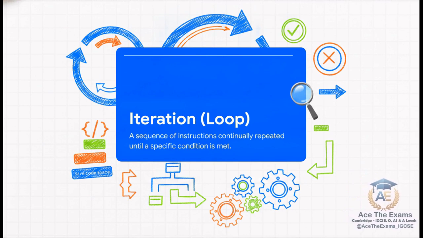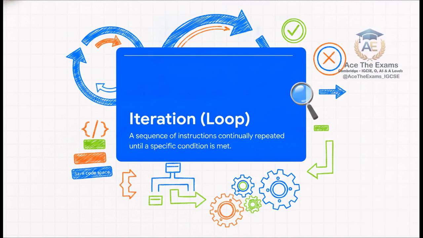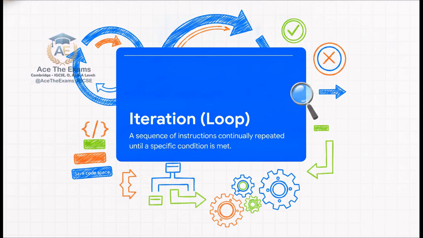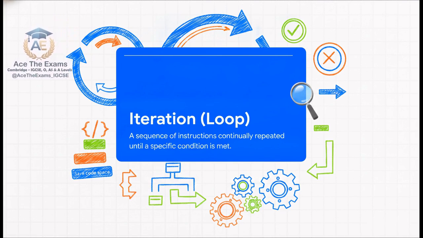An iteration or a loop is really just a sequence of instructions continually repeated until a specific condition is met. So why do programmers rely so heavily on loops? Well, imagine having to write out the exact same input and add instructions 10 separate times, or gosh, 100 times for a larger data set. It'd be highly inefficient and massively prone to human error. Iteration saves huge amounts of code space and keeps programs running beautifully. But to grab those exam marks, you have to prove to the examiner that you know how to control that repetition safely, accurately, and predictably.